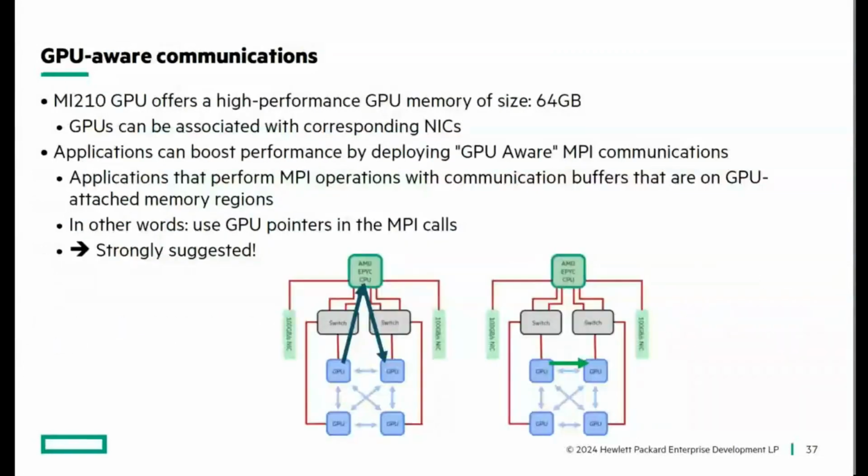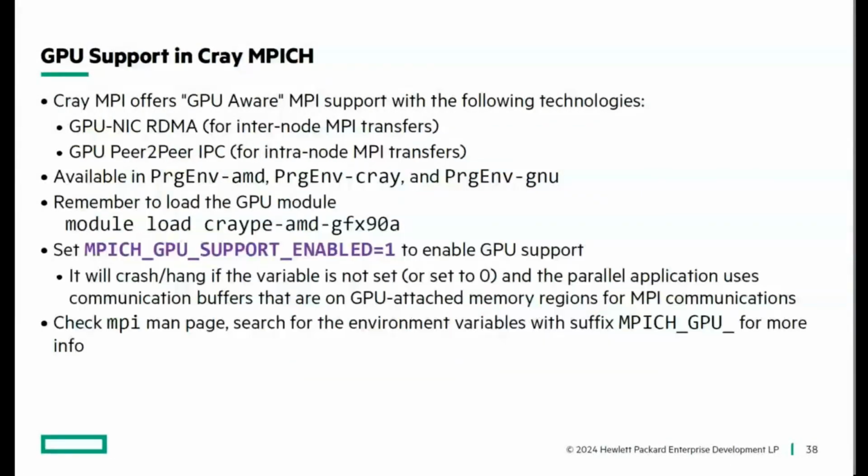So, as you can see, we have GPU to GPU connections at the bottom that we can take advantage of. The way you do this, actually I should have said as background, is that there are a couple of mechanisms in the hardware that support GPU to GPU communication. One is GPU to NIC RDMA, and the other is peer-to-peer communication to the GPU. And this is available in the programming environments you're going to be using.